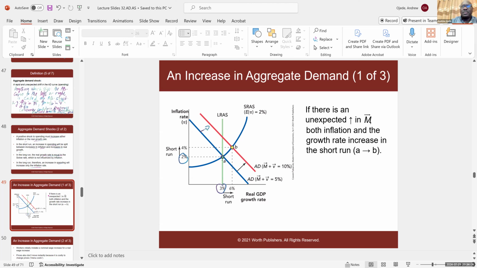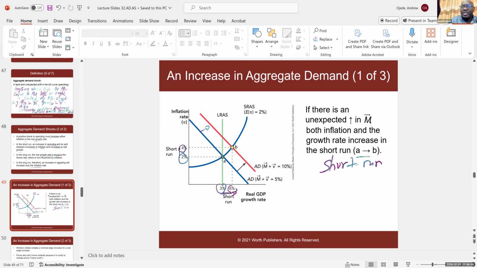Spending growth increases, that means the aggregate demand curve is going to shift to the right. See? So economy is no longer going to be at point A because it's a positive, that's what we call a positive demand shock. A positive demand shock is anything that shifts the aggregate demand curve to the what? To the right. So the economy moves to point B in the short run. So in the short run, as we move from point A to point B, real growth is going to increase from 3% to 6%. And then short run inflation is going to increase to what? From 2 to 4%.